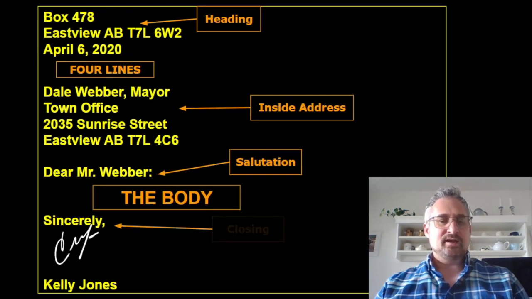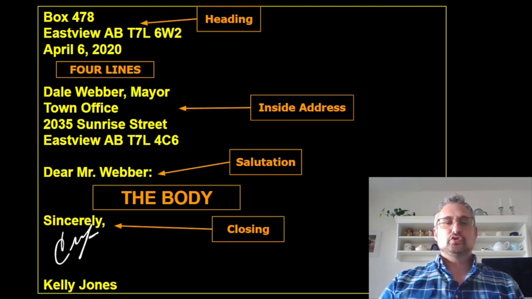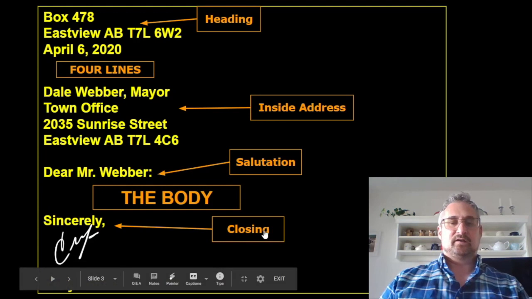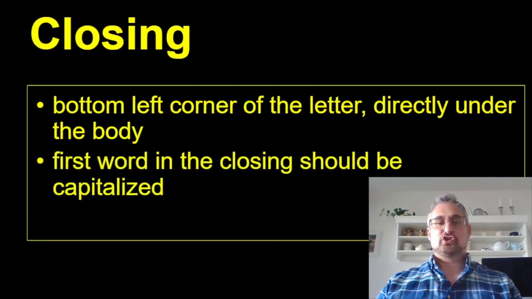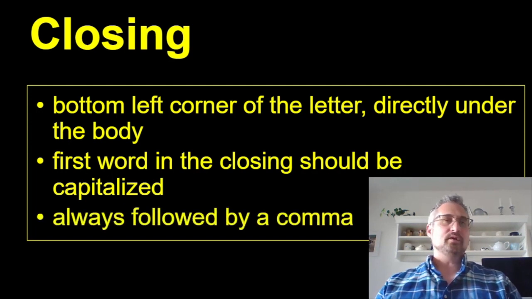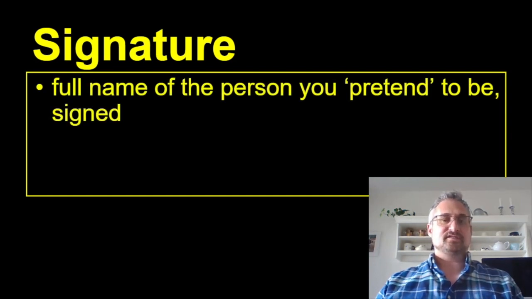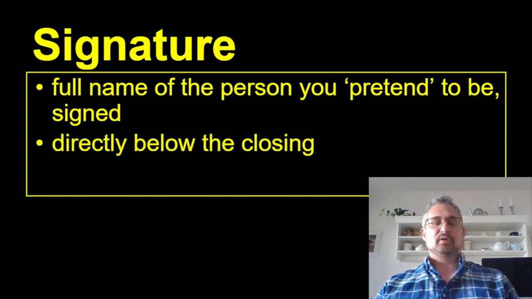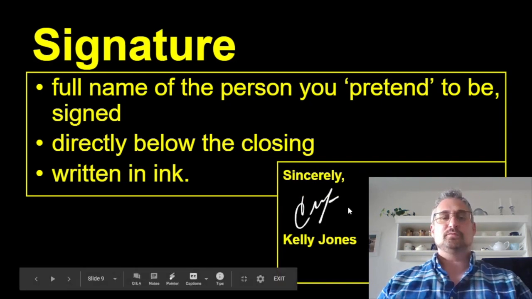The next section is the closing, and that is a word followed by a comma. So yours truly or sincerely, and then after that, a signature, and then the name of you, the person writing the letter. It's usually the bottom left corner of the letter, and it's directly underneath the body. And the first word should be capitalized, and then it's always followed by a comma. So sincerely, comma. And then the signature, it's the full name of the person you pretend to be, and it's signed directly below the closing. And this signature should be written in.